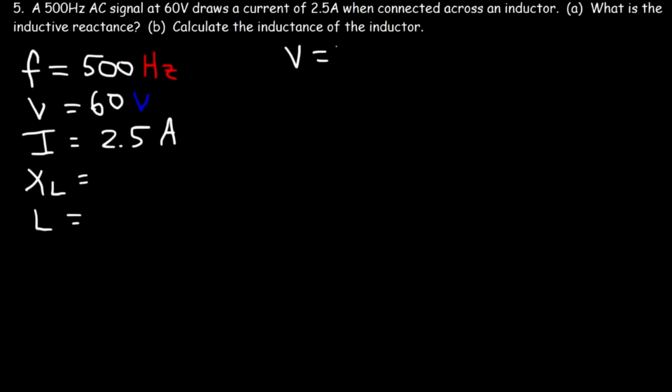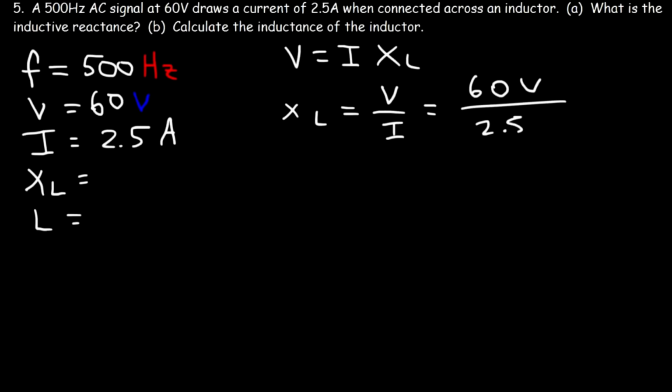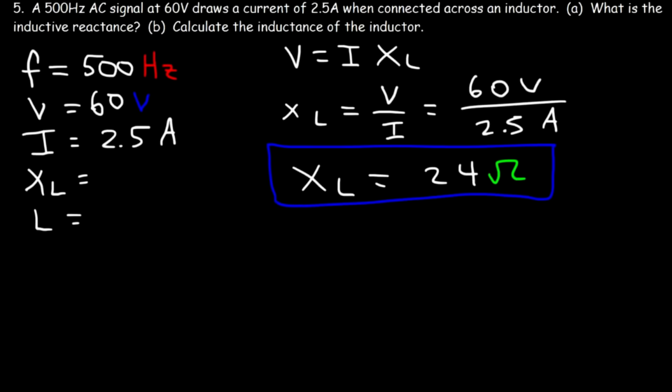Well, we know that V is equal to I times XL. So XL is the voltage divided by the current. 60 volts divided by 2.5 amps. So 60 divided by 2.5 gives us an inductive reactance of 24 ohms. So that's the answer to part A.